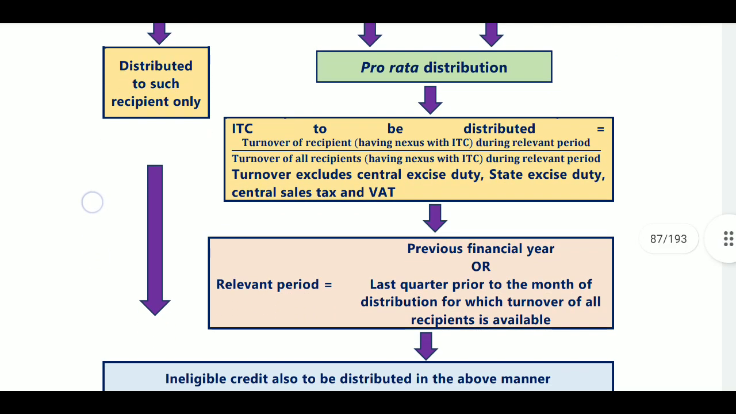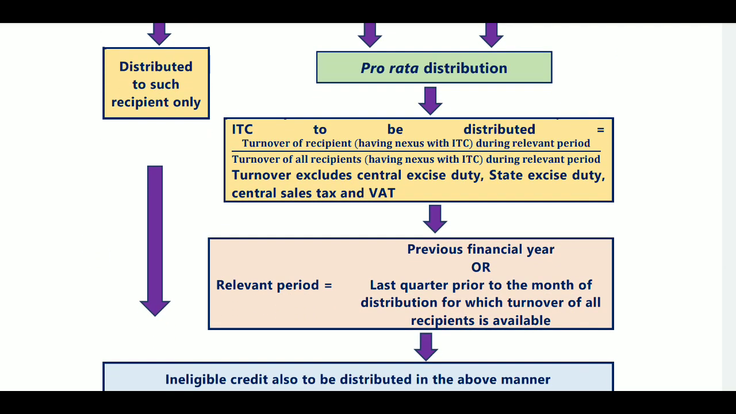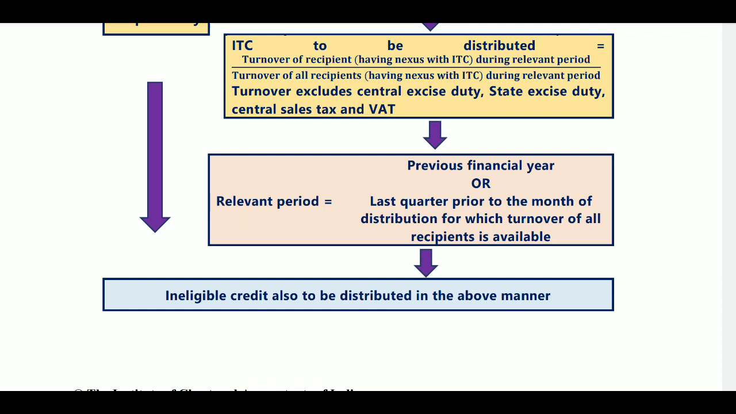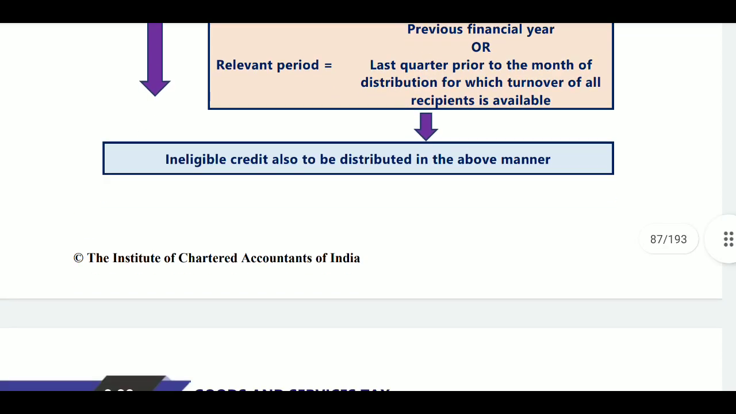Pro rata basis means the ITC to be distributed is equal to the total turnover of the recipient having nexus with the ITC during the relevant period, divided by the total turnover of all recipients. Here the turnover excludes central excise duty, state excise duty, central sales tax and VAT, and the turnover of the previous financial year or the last quarter prior to the month of distribution, for which turnover of all recipients is available, will be considered. Next, ineligible credit is also to be distributed in the above manner only.